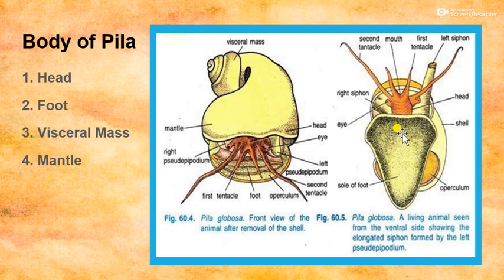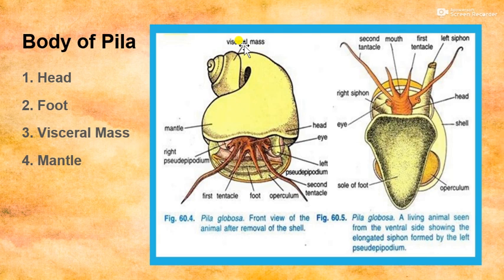Now about the visceral mass. Look at this visceral mass. Above the head-foot complex is a visceral mass containing the main organs. It fills all whorls of the shell and it is spirally coiled like the shell. The visceral mass exhibits the phenomenon of torsion, which is distinct from coiling. It is soft and gray to dark brown in color.